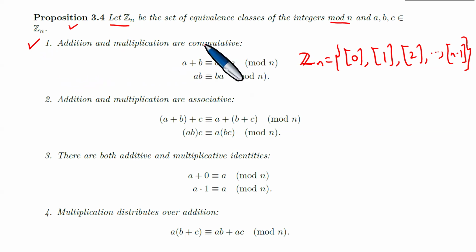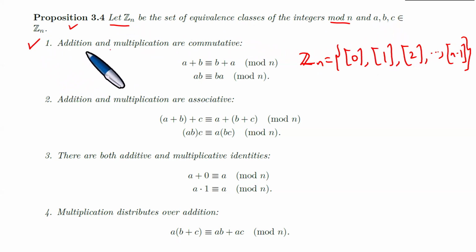Addition and multiplication are commutative. Okay, this is very important. What is this proposition 3.4 about? In this proposition 3.4, we are saying we let Zn be the set of equivalence classes of integers modulo n. And we take A, B, and C to just be 3. So we sort of extract 3 elements or members of Zn.